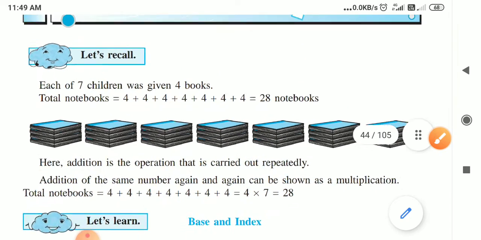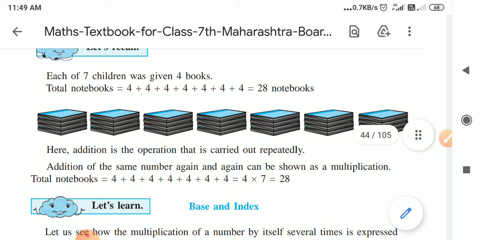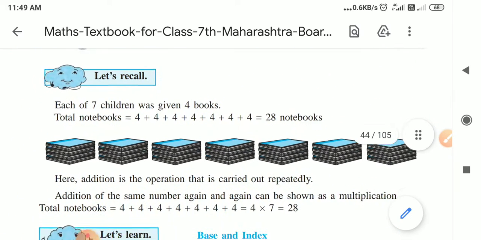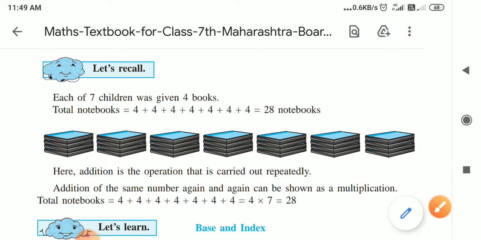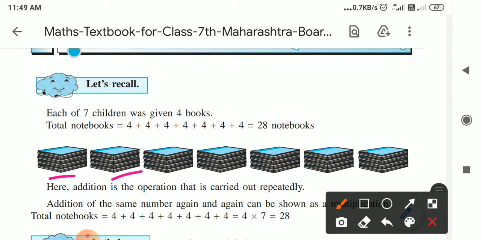Now here they have done the same thing. They took 4 notebooks. 4 books are there here. How many? 4 books are there. And how many children did they give them to? Each student gets 4 books. And how many children are there? 7 children are there.